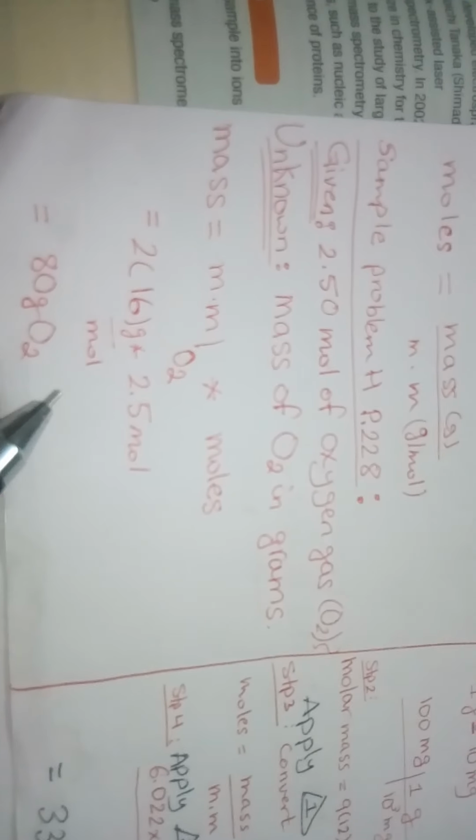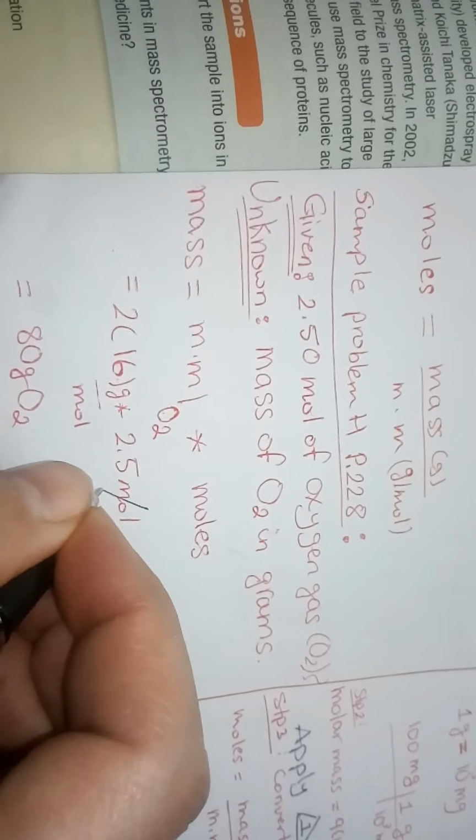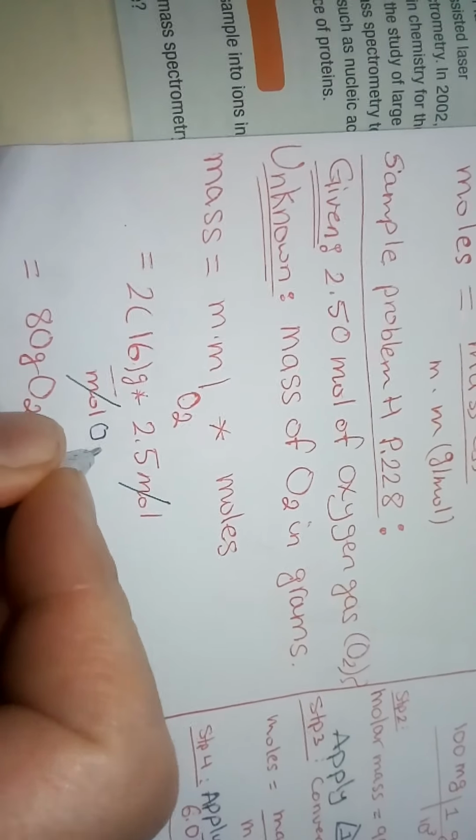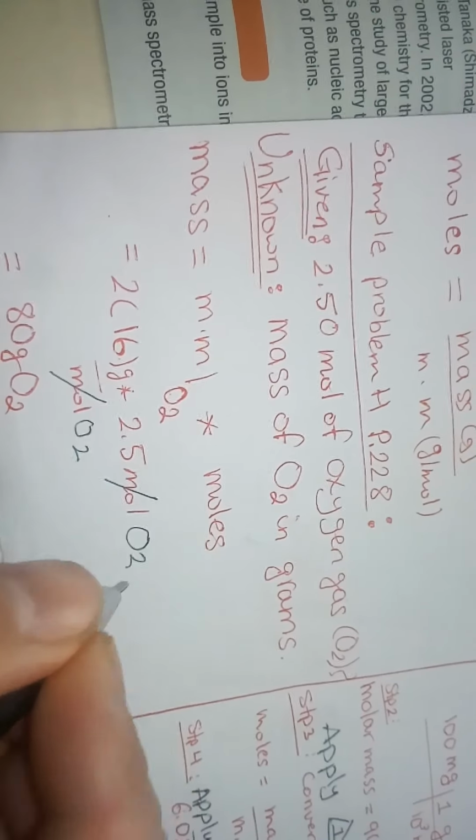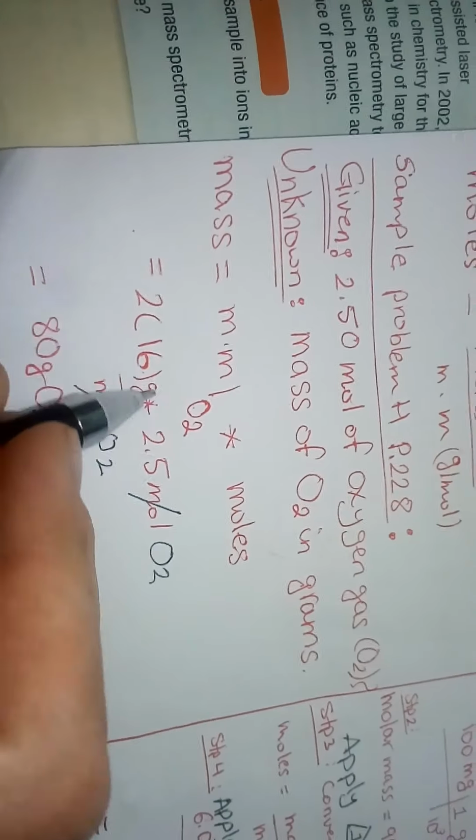And then, as you can see easily, moles cancel with moles. Of course, this is moles O2, moles O2, so these two cancel. You just multiply these numbers and you get 80 grams of oxygen.